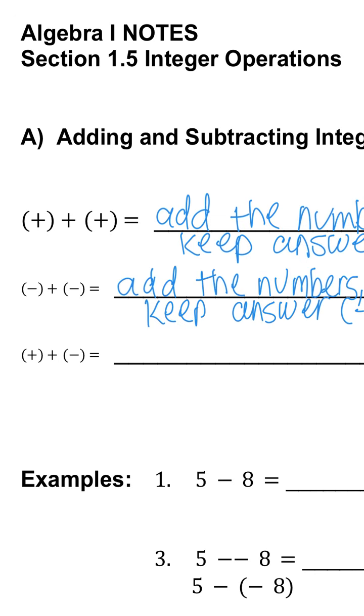So we have -2 and -5. We will add those numbers together. So 5 plus 2 is 7. And then we keep that negative because they're both negative numbers.